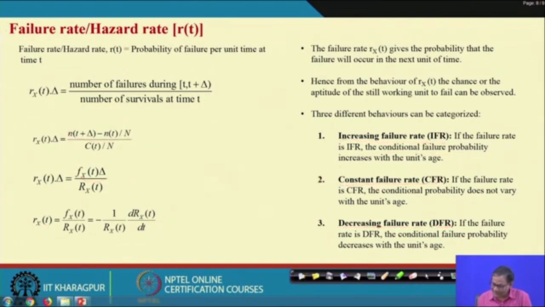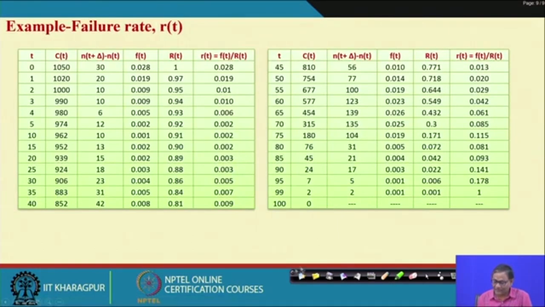But hazard rate is better understood by the bathtub curve. We will describe that, but before that, please see one tutorial here. We have considered t equal to 0 to 100, so 100 different units. Please see that first 0 is followed by 1, like this up to 5, the change is 1 unit, and after that the change is 5 units. At the beginning, the number of units put under operation was 1050. Then slowly, as age or time increases, the units start failing, and at 1 unit of time the number surviving is 1020, which we have discussed earlier in this manner.